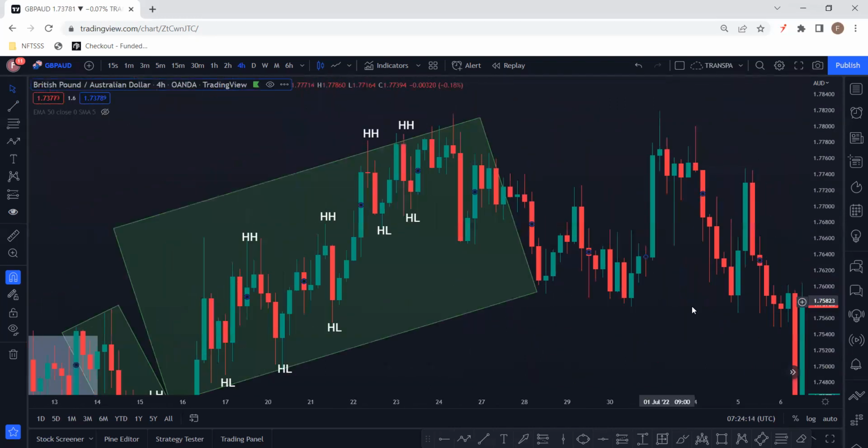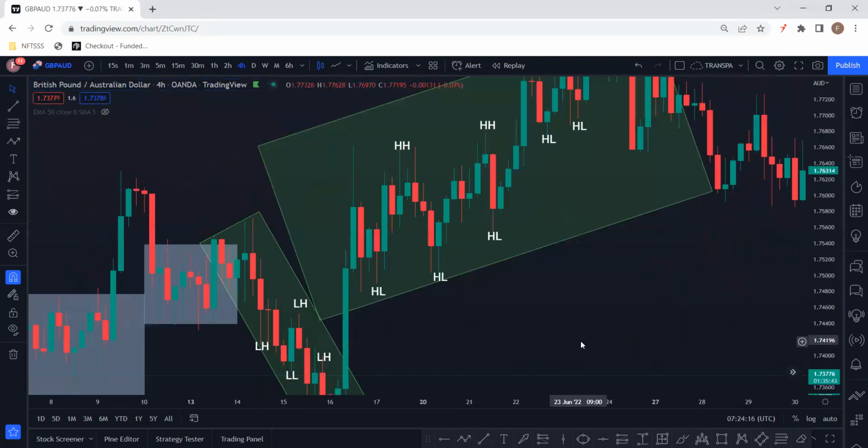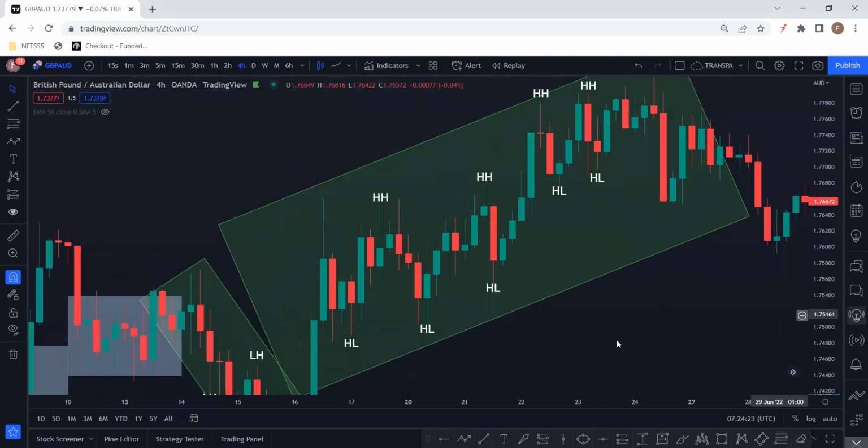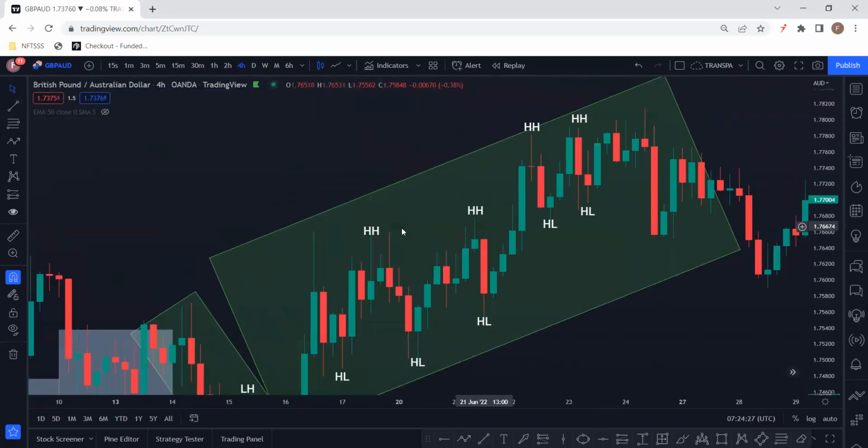Let's get a typical buy scenario. So at this point, price is giving us higher highs, higher lows, higher highs, higher lows. We can clearly see we are in an uptrend.